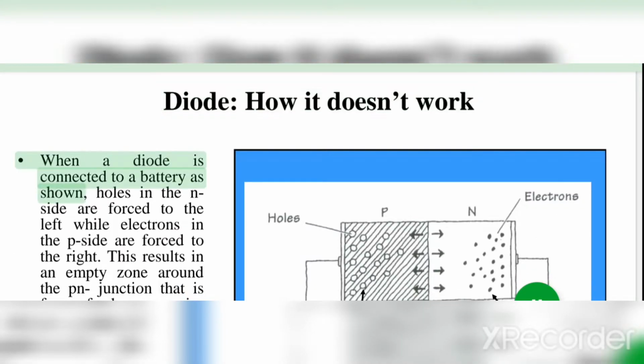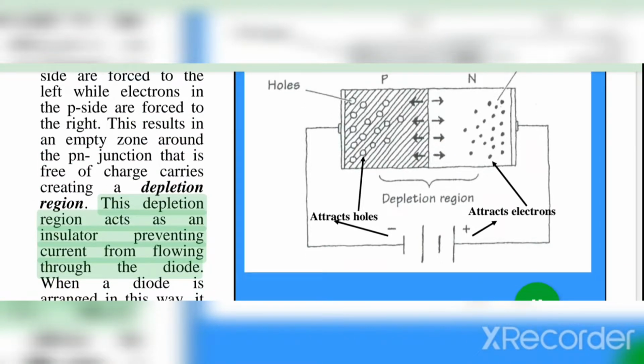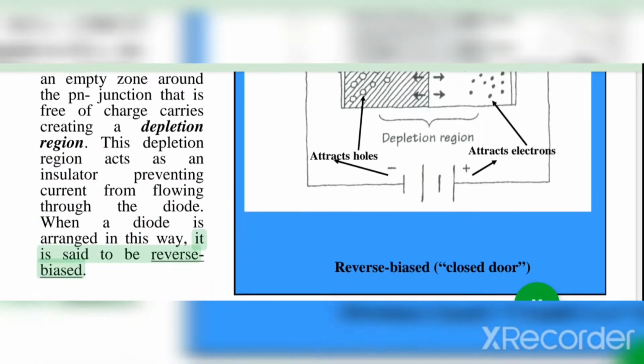Diode, how it doesn't work. When a diode is connected to a battery as shown, holes in the N side are forced to the left while electrons in the P side are forced to the right. This results in an empty zone around the PN junction that is free of charge carriers, creating a depletion region. This depletion region acts as an insulator, preventing current from flowing through the diode. When a diode is arranged in this way, it is said to be reverse biased. Reverse biased: closed door. Attracts holes, attracts electrons.